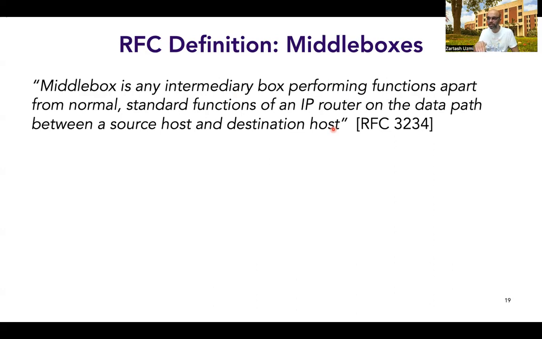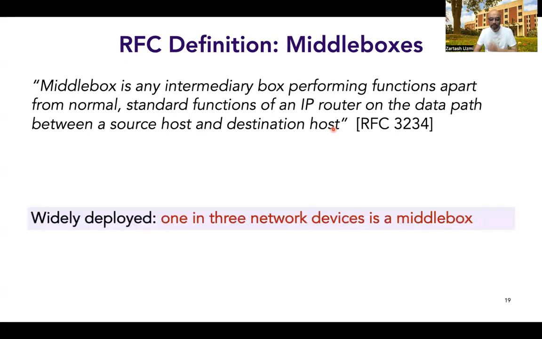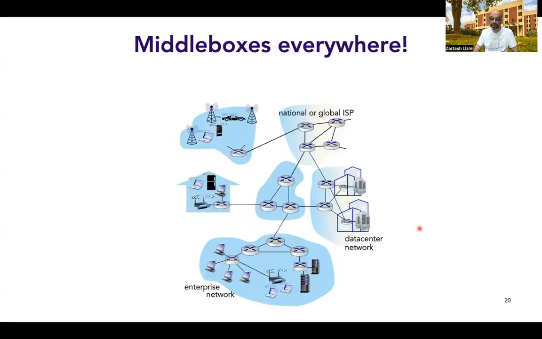Routers are dumb devices in the sense that they only forward the packet from an incoming interface to an outgoing interface. Middle boxes are more intelligent. They might block some of the unwanted traffic. They might do something else with the traffic, rewrite some of the traffic, maybe do some counting of the traffic. Middle boxes are very, very widely deployed. One in three network devices on average is a middle box across the internet. Okay, so middle boxes are everywhere.